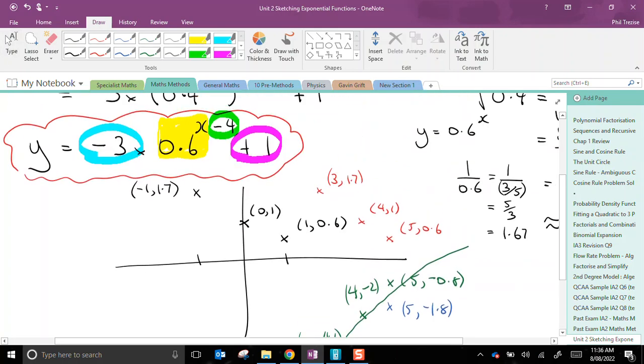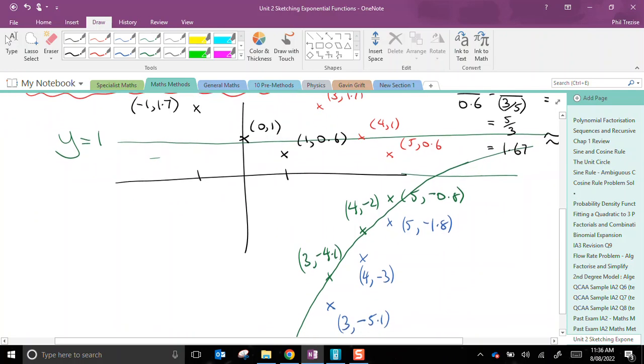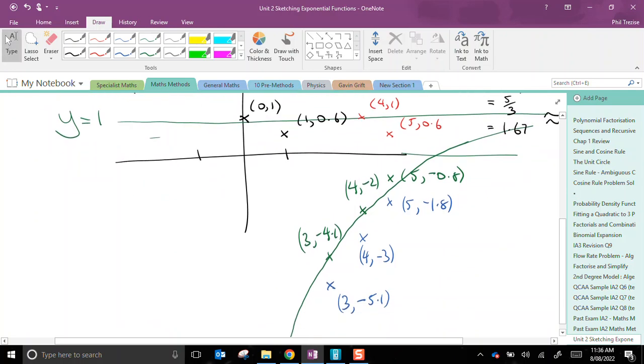Now it should have an asymptote. It should have an asymptote at y equals positive 1, the size of the vertical shift. So let's just make that look like that. That's a very messy diagram. I'm embarrassed to draw that diagram for you.